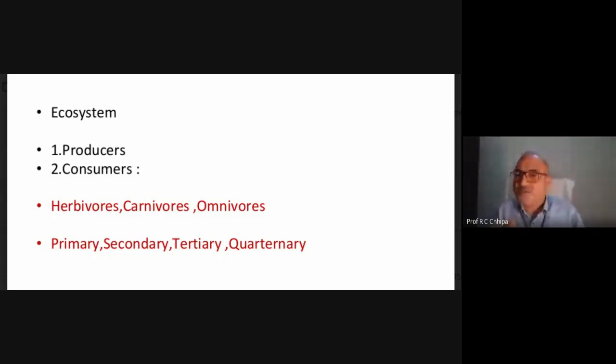Similarly, the producers, the plants, are consumed. And who will consume? Animals. We consume the plants. Plant parts, whatever, not the whole plant, but we consume the leafy vegetables, the fruits, the flowers. So primary consumers are the herbivores. Herbivores means depends on the herbs, it depends on the plants. So plants are consumed by certain animals. We are herbivores as well as omnivores also.